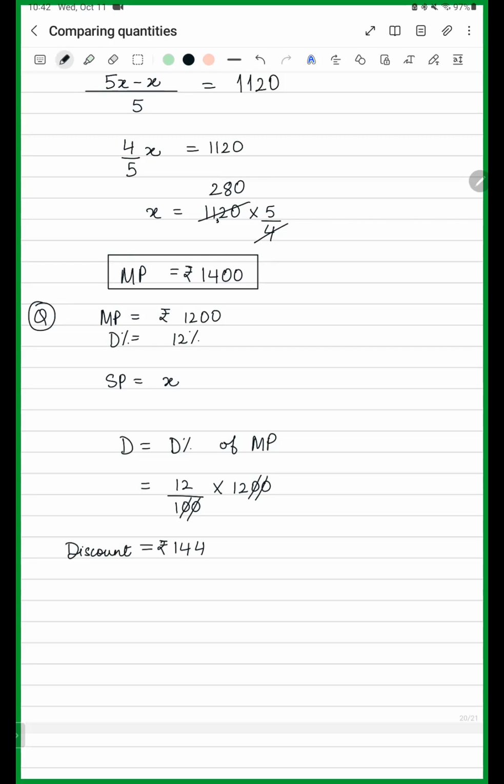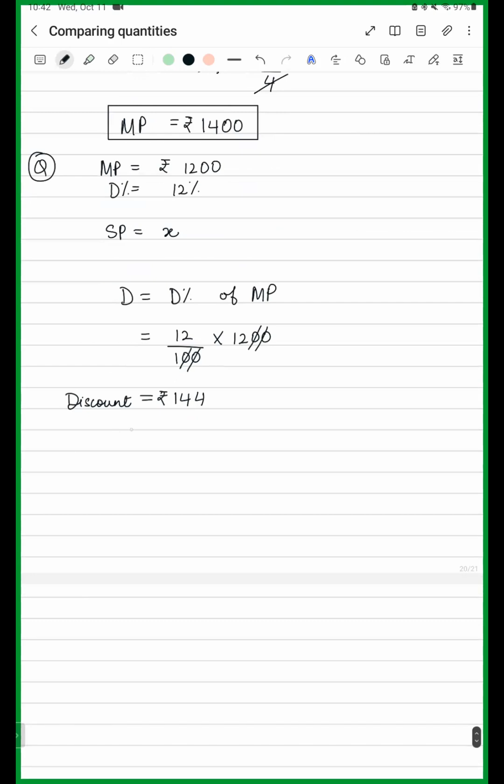Then how do we find the SP? SP will be MP minus discount. So it will be 1056, which is given in the question, right? Yes, the first option is there.